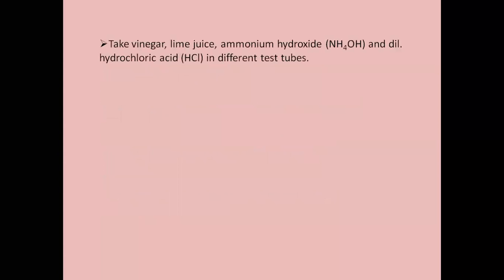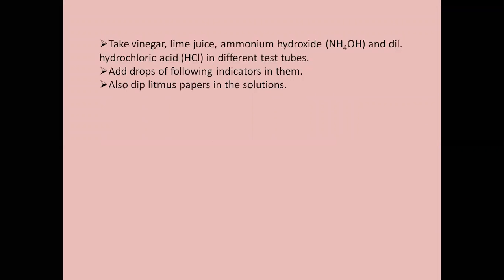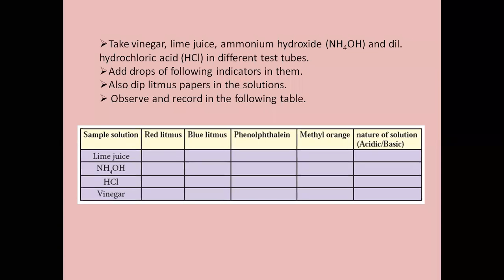So let us see how this example helps us identify. We're going to take vinegar, lime juice, ammonium hydroxide, and dilute hydrochloric acid in different test tubes, add drops of the following indicators to them, and add litmus paper to these solutions. Observe your experiment and record the following in the table.